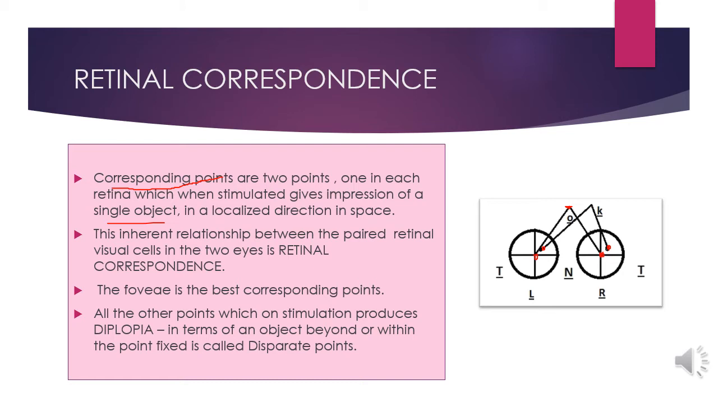In the given figure, these are the 2 retinal points which are equidistant from the fovea and produce a single image of the object K. So this inherent relationship between the paired retinal visual cells or points in the 2 eyes, which on stimulation produces an impression of a single object, is called retinal correspondence. And with reference to the fixating object, the other pair of points which produce diplopia are disparate points.